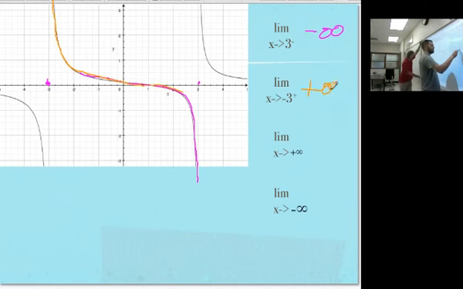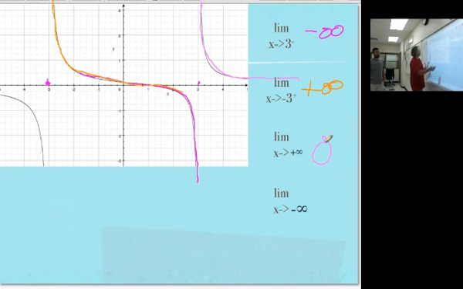All right, and then we'll change the color again. We'll go down here. What happens to y as x gets close to positive infinity? I'm going way out here. It's getting really close to 0, I think, because this is 1, so I'm assuming it gets really close. And as we go to negative infinity, it's also going to get close to 0. All right.